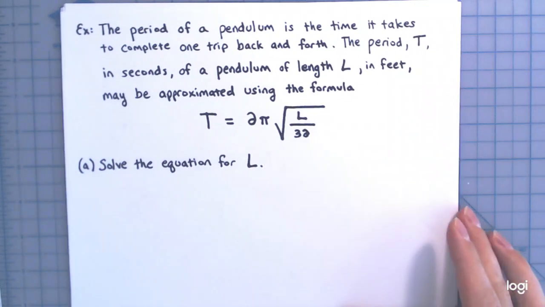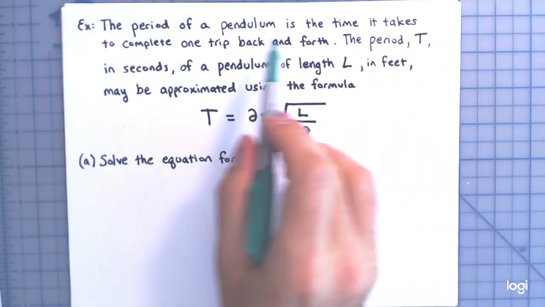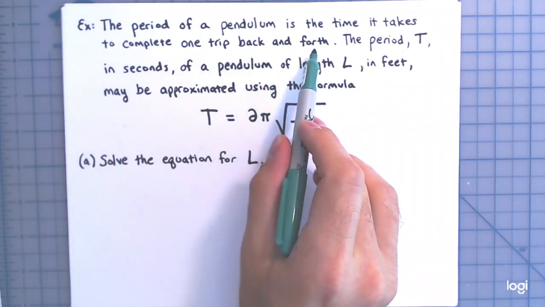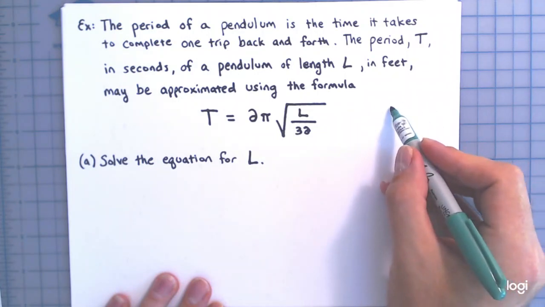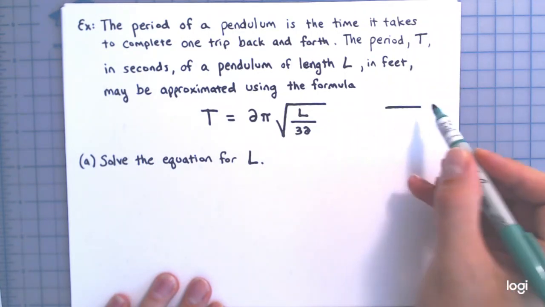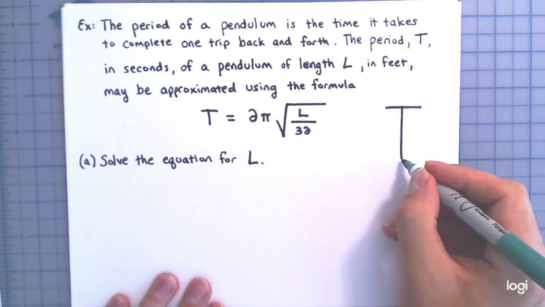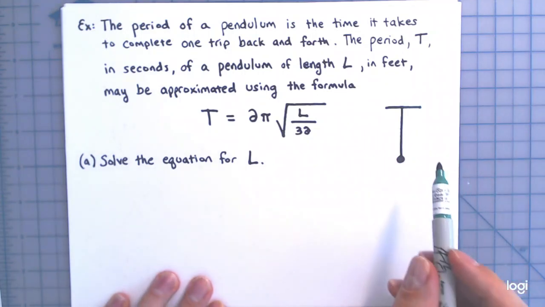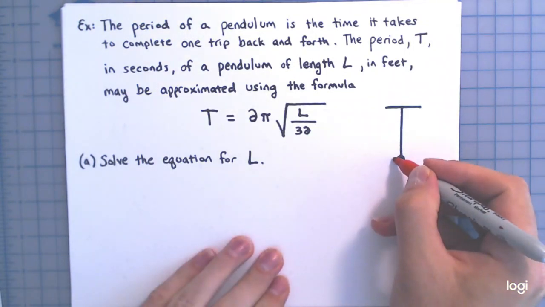And that is the following. So the period of a pendulum. The period of a pendulum is the time it takes to complete one trip back and forth. If you've never seen a pendulum before, imagine this is a ceiling here, and then there's a string, and then on the end of that string is a big weight, right? And you lift the weight up this way, and let it go.